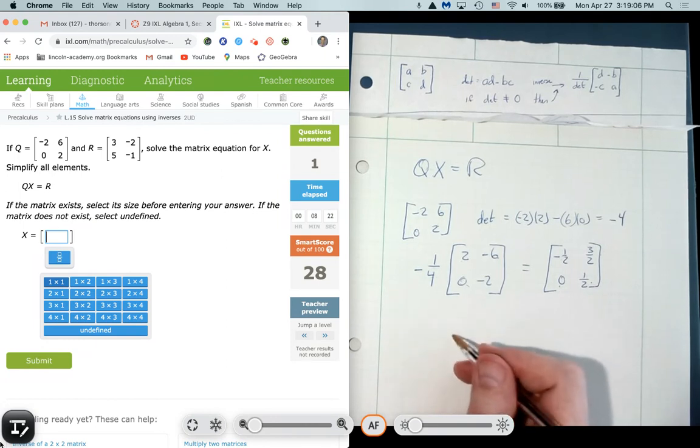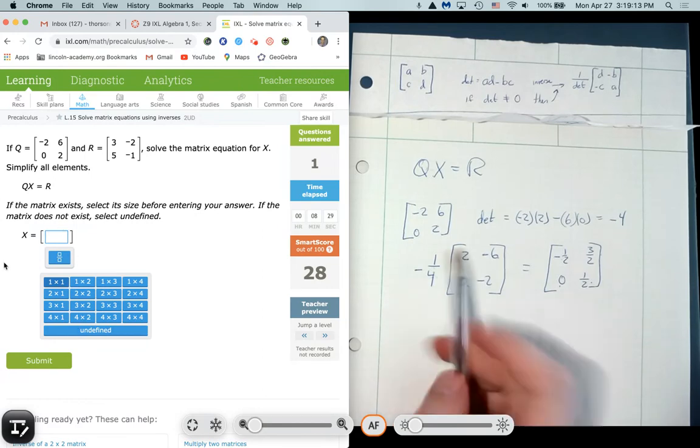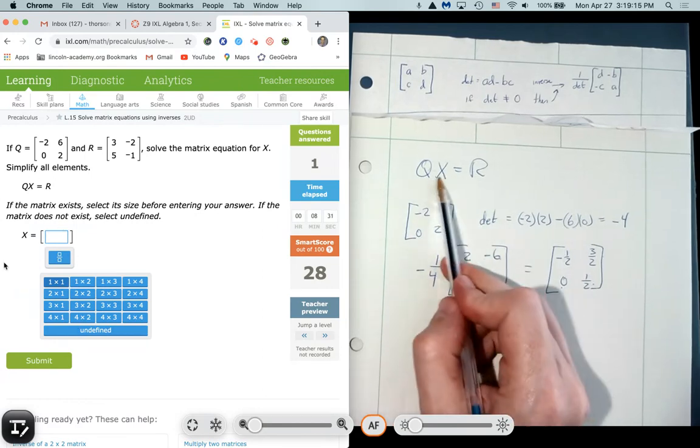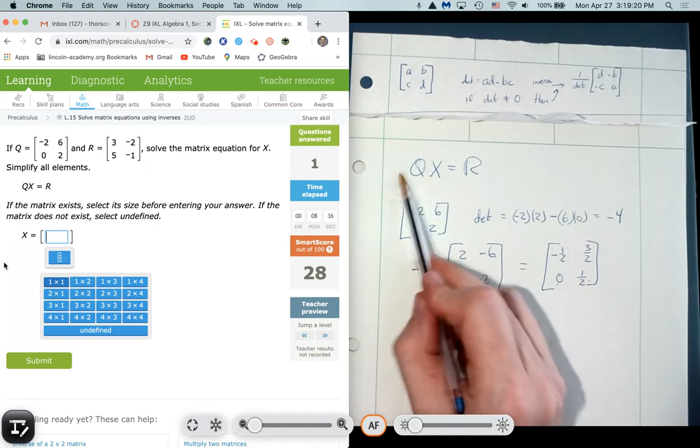Again, I want you to be very, very careful. Not that you'd have to write this down. If you'll notice, I'm looking for my x value. My x, I know Q. Don't put your inverse matrix in between. We're going to put it in front.